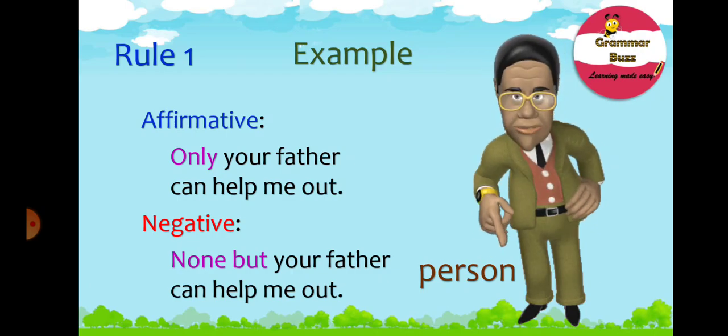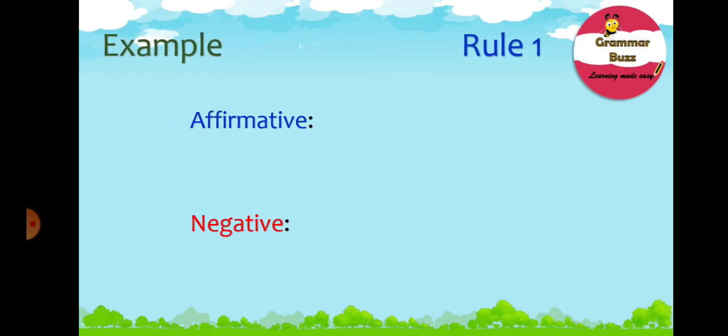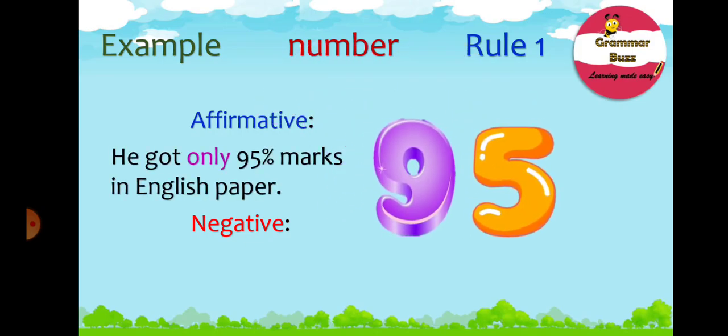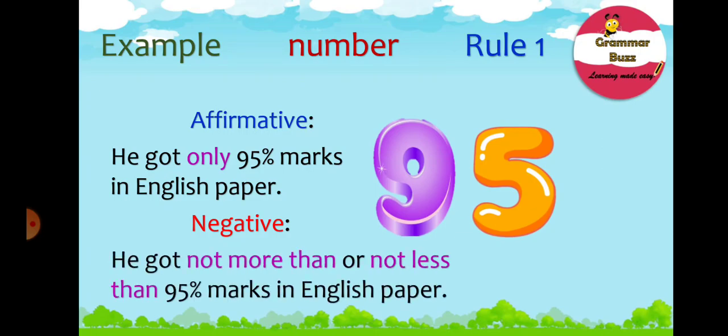Moving on with the next example. This is in case of number. He got only 95% marks in English paper. While converting this to negative, it becomes he got not more than 95% marks in English paper, or he got not less than 95% marks in English paper. Take note, not more than, not less than is used in case of number.